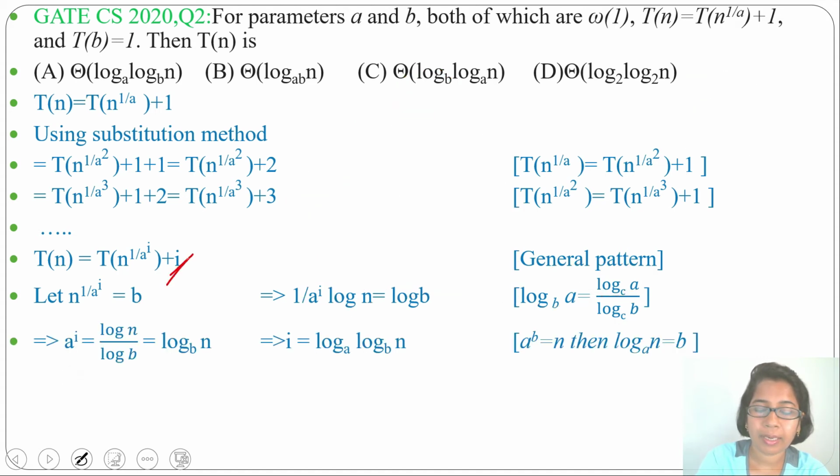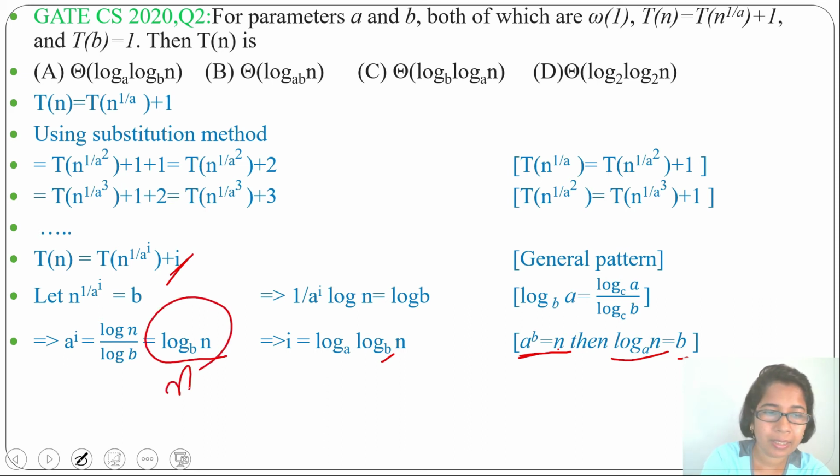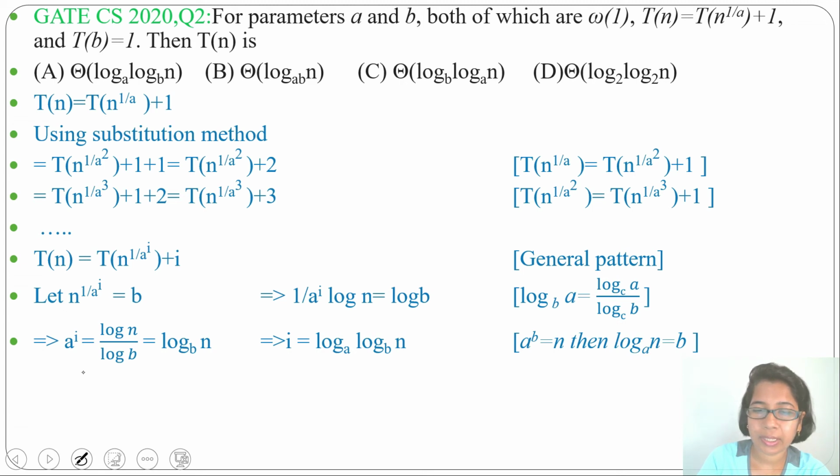Next we need to find i. i will be log base a of log n base b. We know if a power b equals n, then log n base a equals b. Here this is our n, this is a, this is b. Then this b will be log n base b, that is our n. This is a standard formula. By using it, I found the i value equals log base a of log n base b.